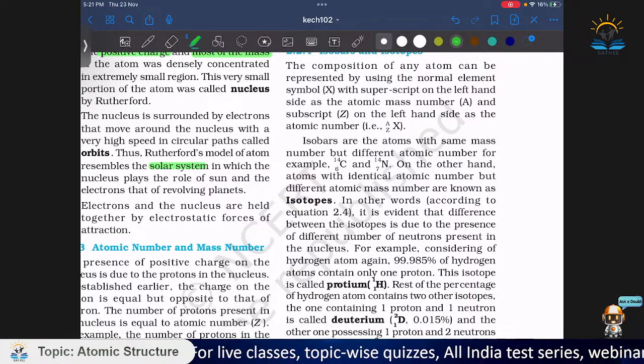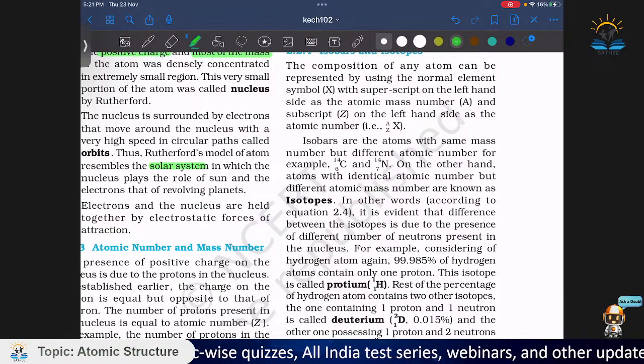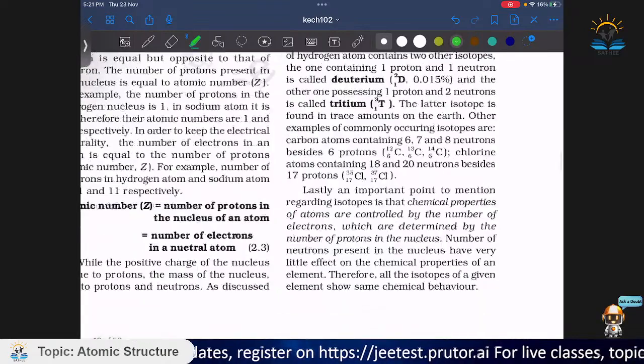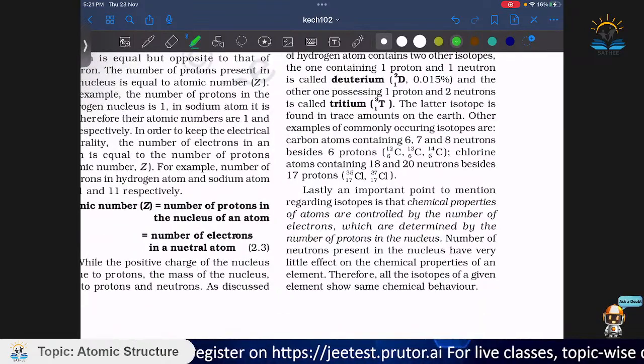So, for example, hydrogen has 3 isotopes: protium, deuterium, and tritium. Protium is just 1 proton. Deuterium is 1 proton, 1 neutron. Tritium is 1 proton and 2 neutrons. So tritium's mass is almost 3 atomic mass units, protium's is 1, deuterium's is 2 atomic mass units. Tritium is the rarest and protium is the most common and abundant isotope.